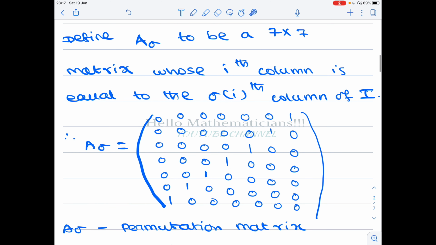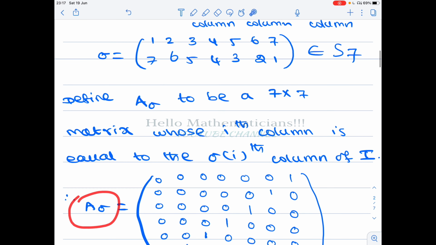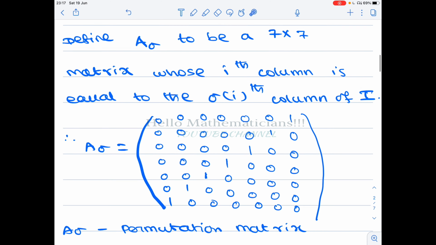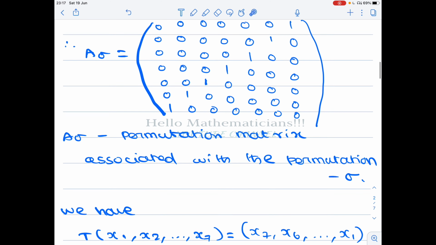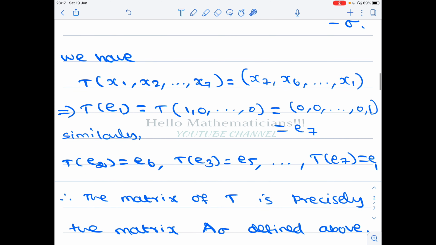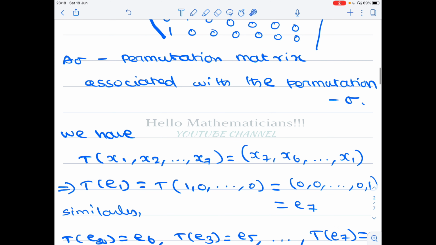And every permutation matrix actually comes from a permutation. Okay, so for example, this is one permutation matrix, and this permutation matrix is coming from this permutation. So basically the number of n by n permutation matrices is n factorial, because there are n factorial many permutations on n symbols. Okay. So I hope you understand how to associate a permutation matrix to a permutation. Now let's find the matrix associated to the linear transformation.